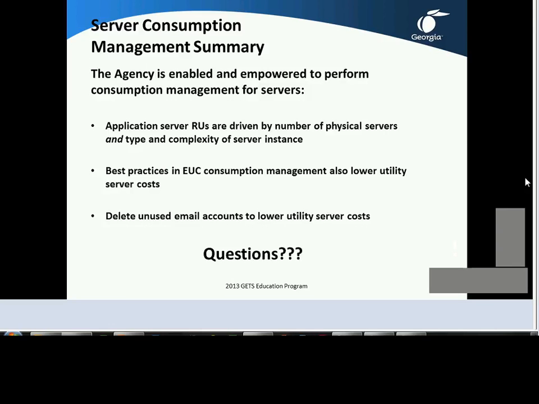So finally, here's our summary. The agency is enabled and empowered to perform consumption management for servers. Application server use is driven by the number of physical servers and type of complexity, server instance. You have best practices in EUC consumption management that also lower your utility server costs. And we recommend that you manage those email accounts to keep that cost down as well.